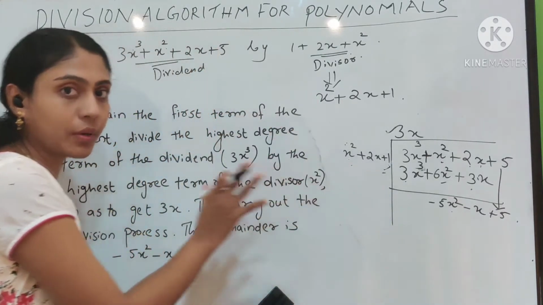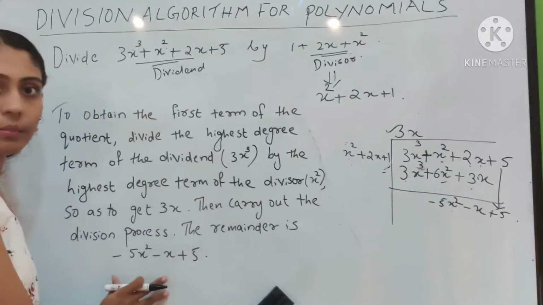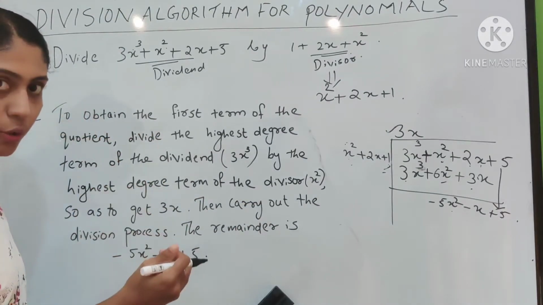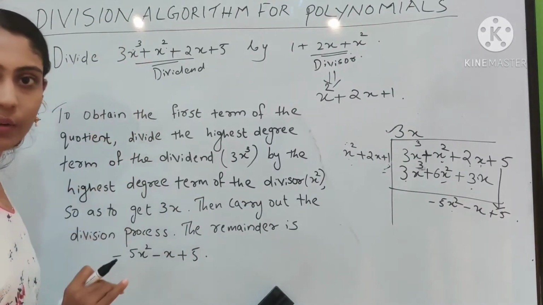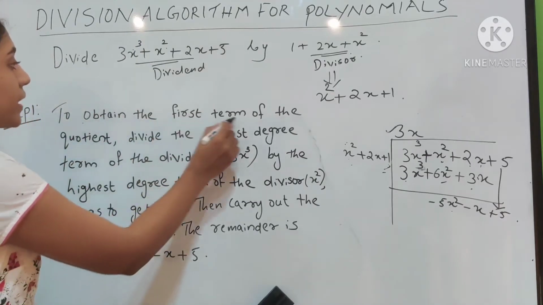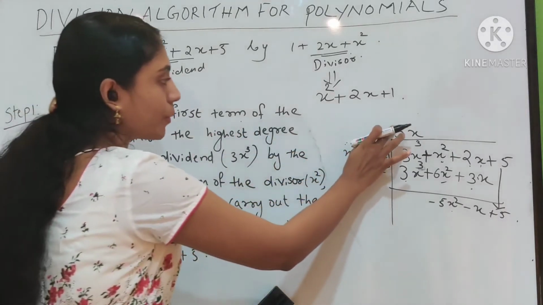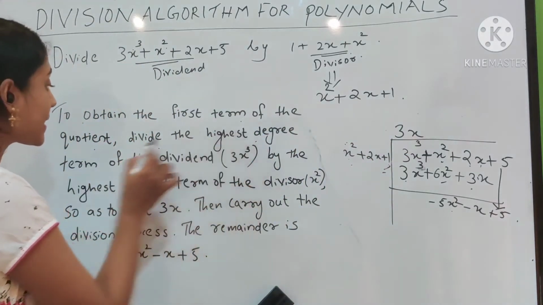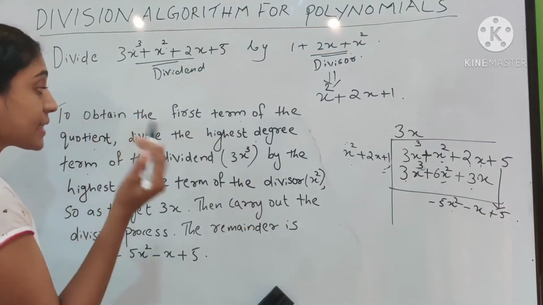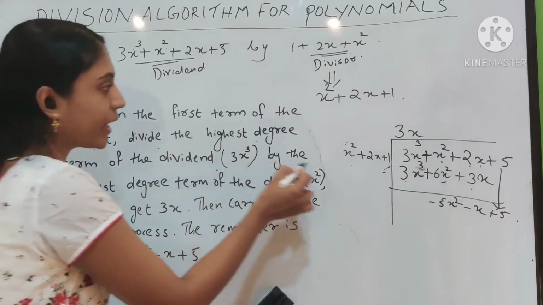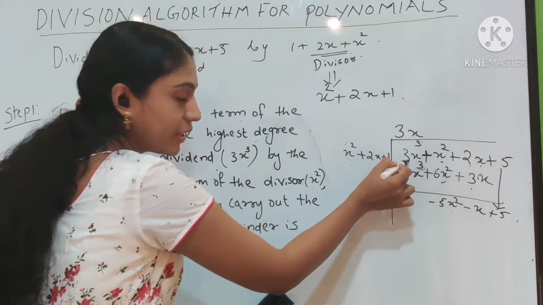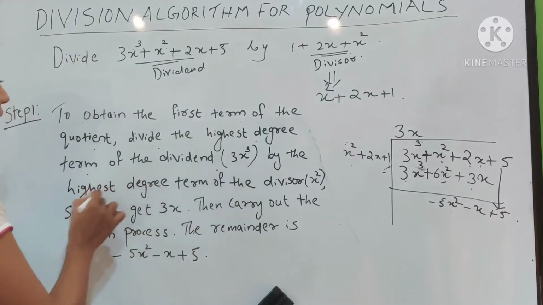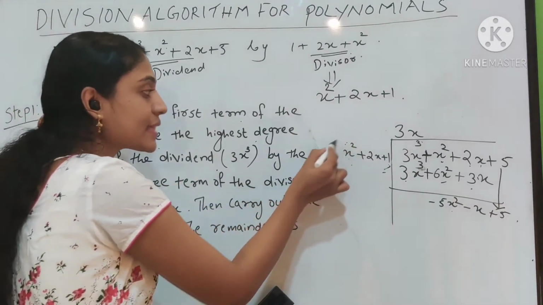So this is step number 1. That's what I wrote on the board. So write this in your notebook, step number 1 for this particular problem. In order to obtain the first term of the quotient, what we have done: divide the highest degree term of the dividend, 3x cube, by the highest degree term of the divisor, x square.